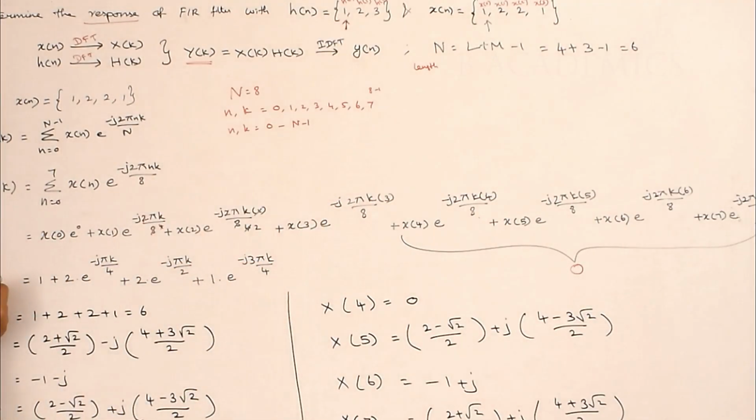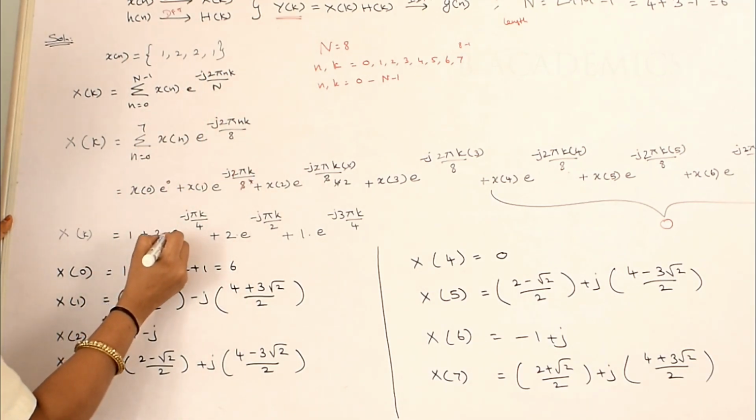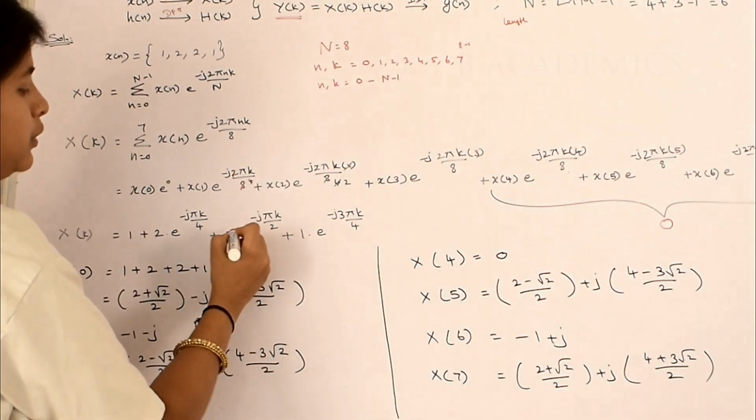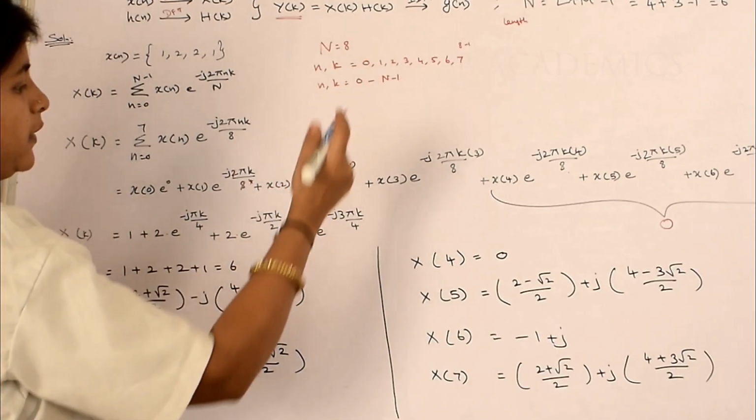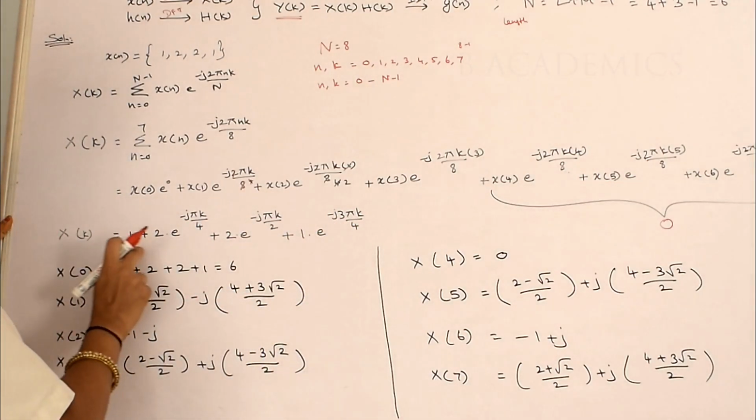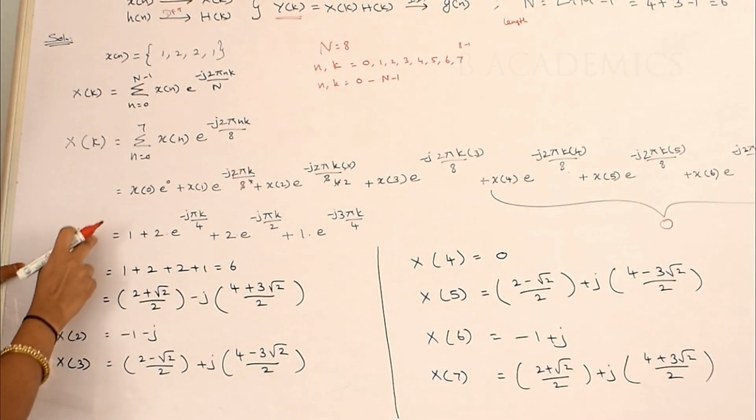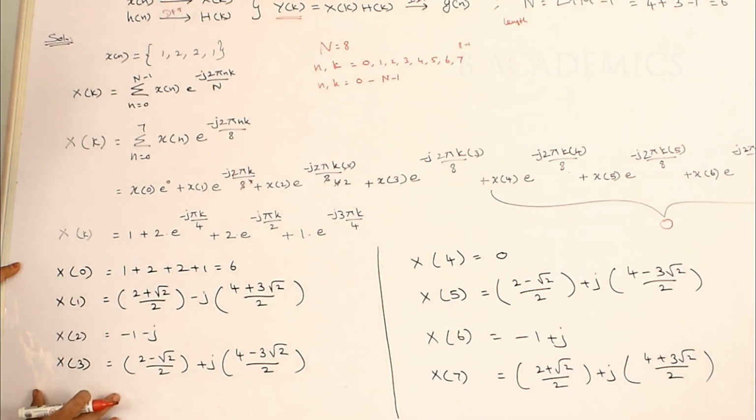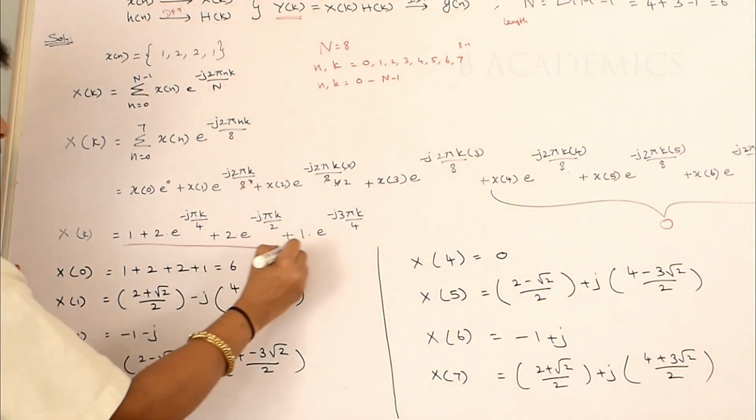So X of k is equal to 1 plus, what is x of 0? It is 1. 1 plus 2 into e power minus j pi k divided by 4 plus x of 2 is 2, 2 into e power minus j pi k divided by 2 plus x of 3 is 1 into e power minus j 3 pi k divided by 4. So this is your X of k value. From this equation, you are going to substitute the values of k from 0 to 7. Here I have substituted the values of k and found out the equation for this term.